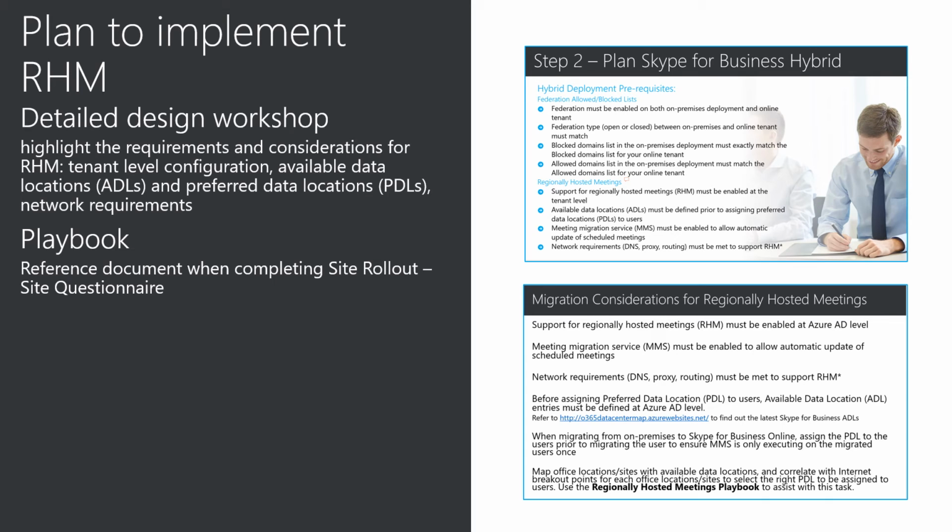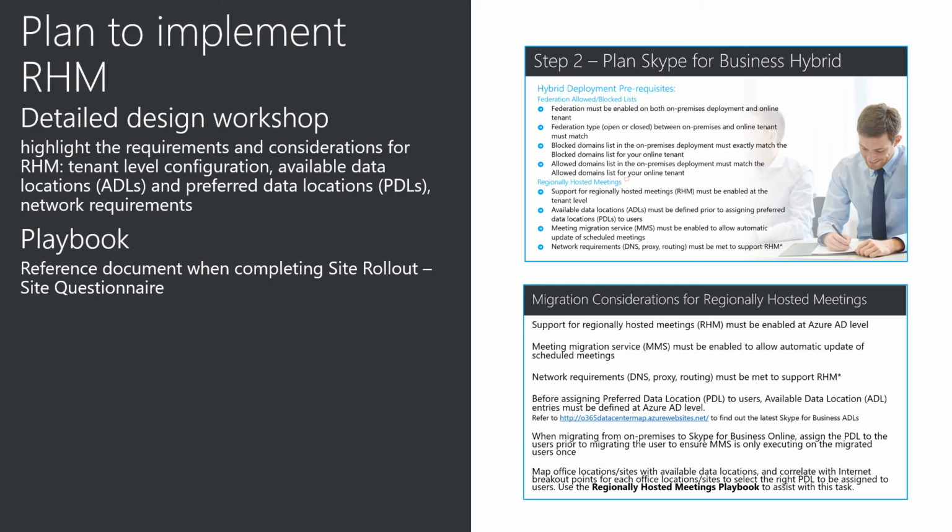In the detailed design workshop decks, the assets are now highlighting the requirements and considerations for RHM, such as tenant level configuration required to enable RHM, specifying the available data locations or ADLs for the tenant and preferred data locations or PDLs for the users, and network requirements for RHM implementation, covering the regionalized DNS and proxy, and in-region or in-country routing to Internet or Office 365 specifically.